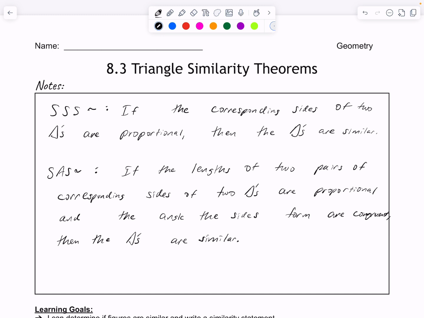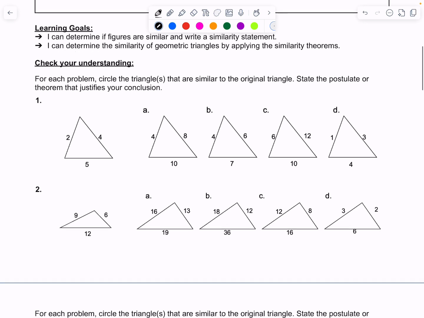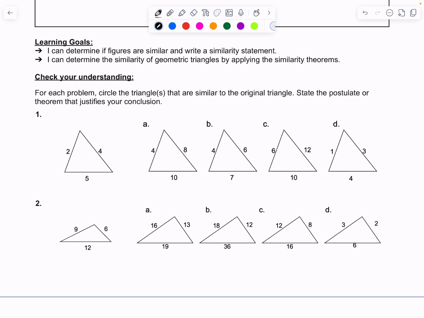All right, so we'll use those in this video, looking at side-side-side similarity, side-angle-side similarity, and also bringing in the one from our last lesson on angle-angle similarity. Okay, so you're going to see there's a lot of questions on this video. I'm not going to do all of them because the video would be too long, but please check Canvas for the key for the ones that you did not get to see in the video.